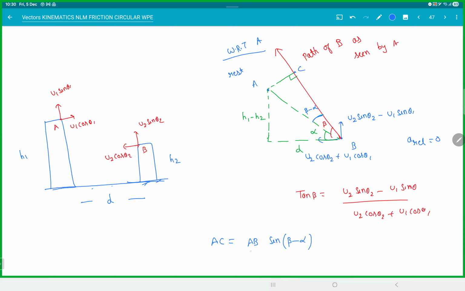And what is AB? AB you can find, root over h1 minus h2 whole square plus d square, and you got everything. Numbers are given, you got to solve this. Clear with this? What is the condition for collision? Alpha and beta will be equal. Tan alpha will be h1 minus h2 by d. That is the condition for collision.